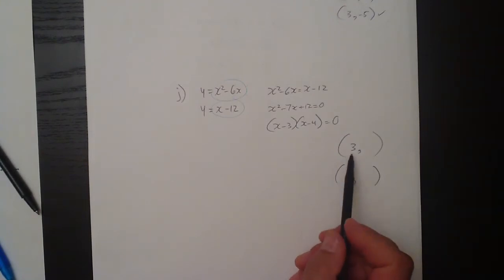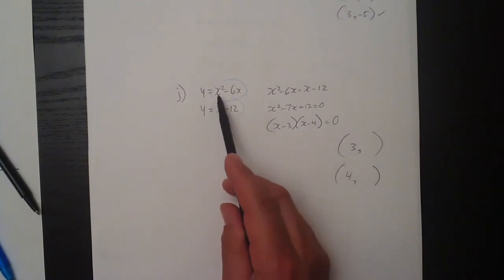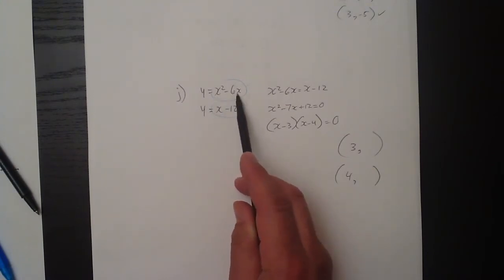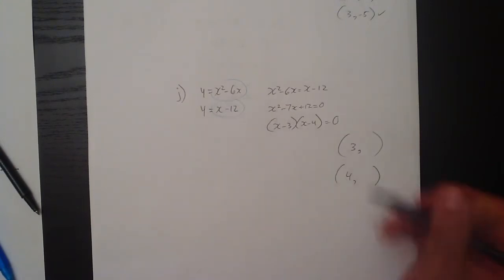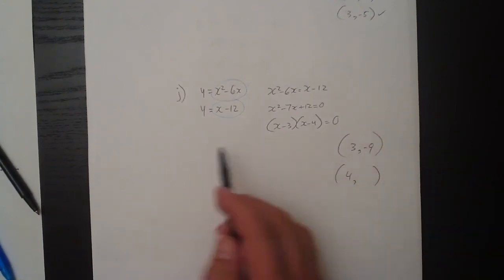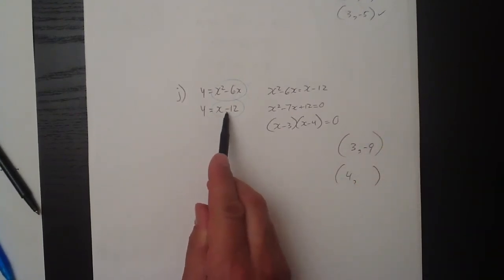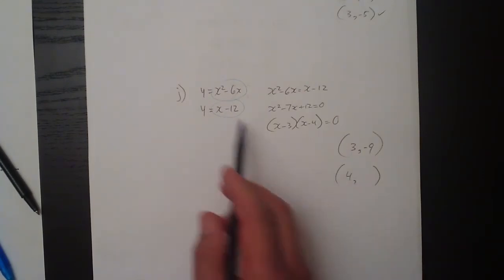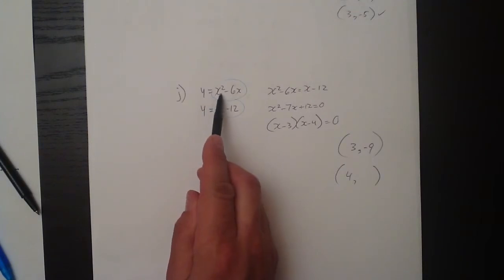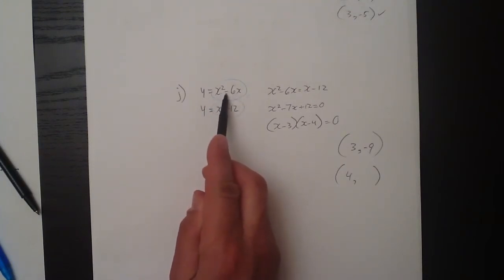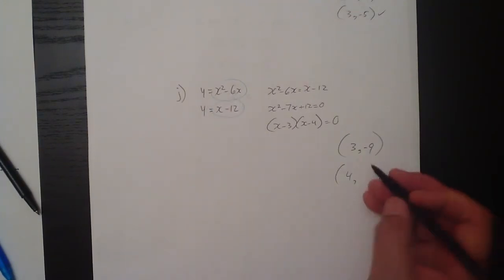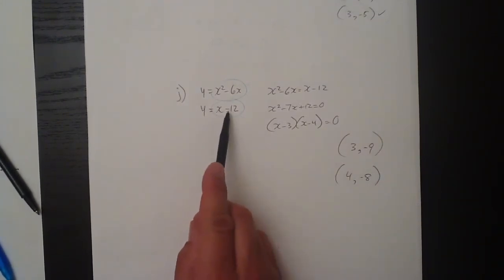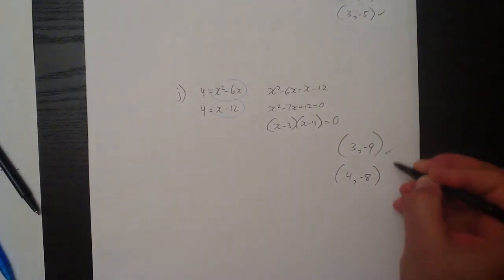So plugging these in again, the 3 goes into the first one. 3 squared is 9 minus 6 times 3. 9 minus 18, in other words, equals negative 9. Let's double check it on the second one. 3 minus 12 is negative 9. Looks good. Let's try a 4. 4 squared is 16 minus 6 times 4, or 16 minus 24 is negative 8. Does that work in the second one? 4 minus 12 is negative 8. So these are my solutions.